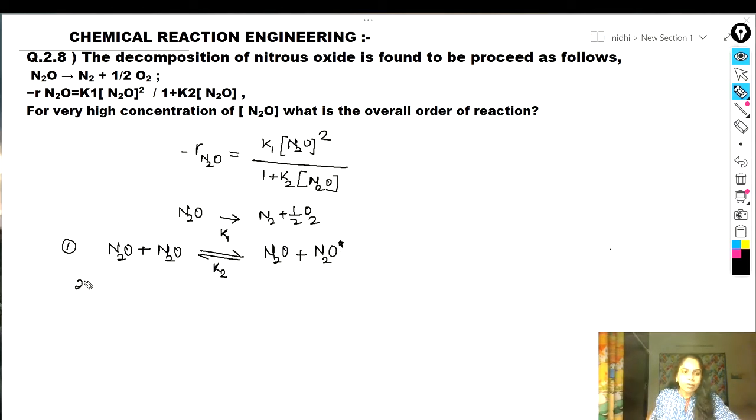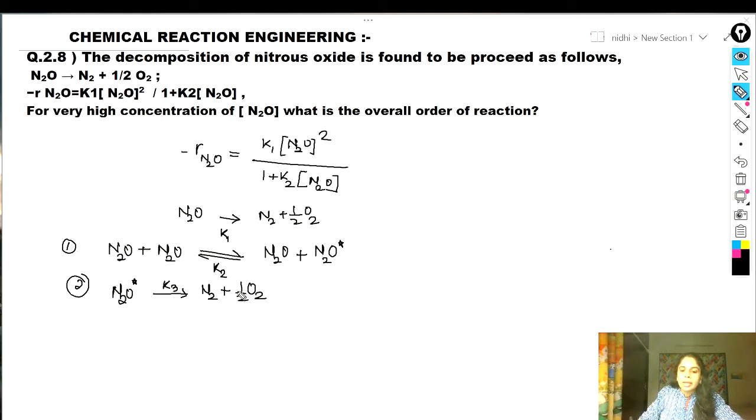So this is the intermediate product. The intermediate product stays there for a very short time because it's unstable, and we know that whatever compound is forming during the reaction always tries to go to a stable form. So this is unstable, so it stays here for a very short time. Immediately it tries to reach the stable state. So N2 plus half O2. So this is our final step.